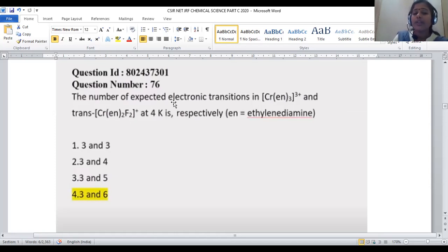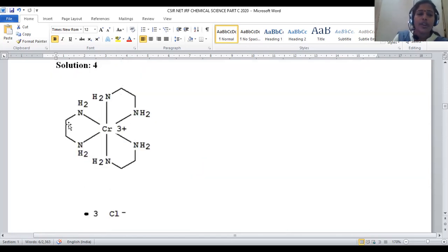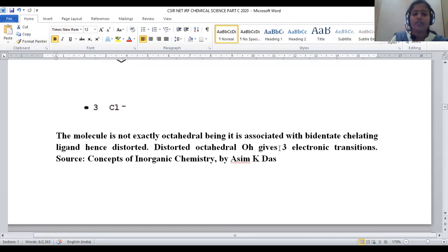Then the number of expected electronic transitions in UV visible spectroscopy, again it is a part of spectral analysis method only. How many peaks are given for the first compound and the second compound we have to predict. So when we are taking ethylene diamine around this chromium plus 3, here it is in octahedral shape, and it always gives 3 electronic transitions.